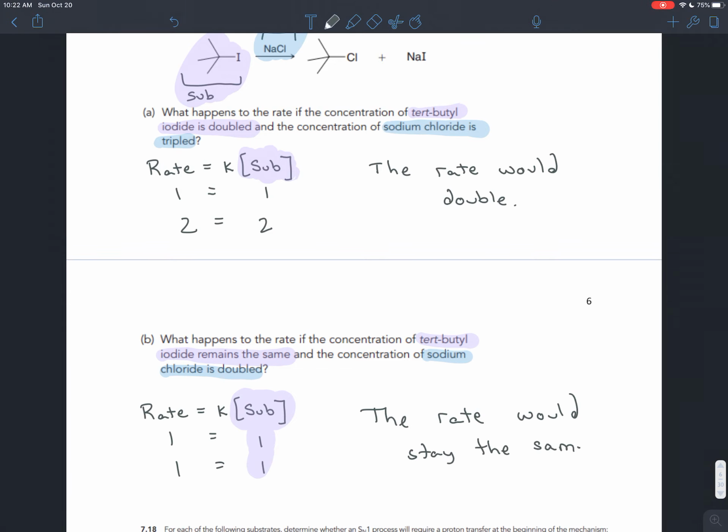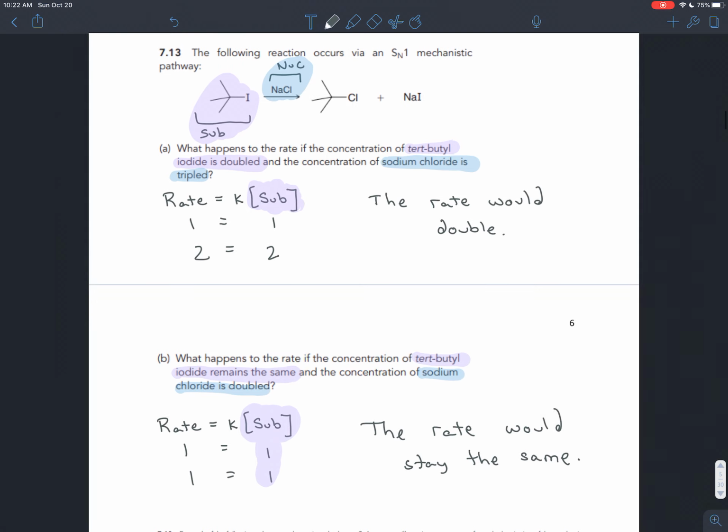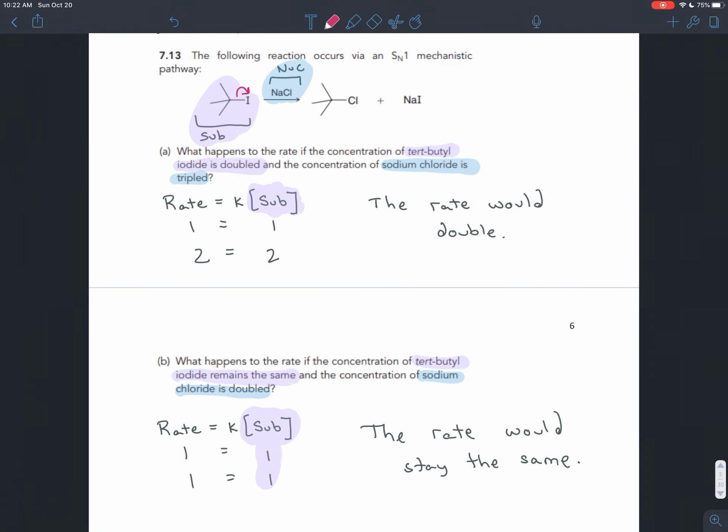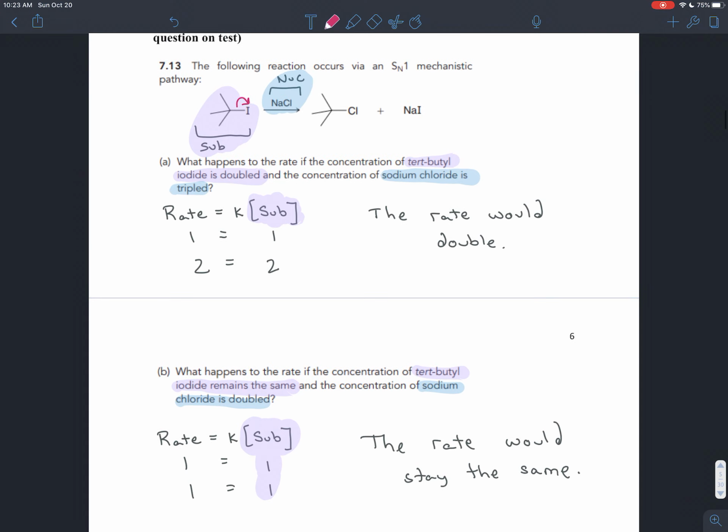It wouldn't change, because the rate for an SN1 reaction just depends on the loss of a leaving group. That's the rate limiting step, and that doesn't involve the nucleophile at all. It's only after the leaving group comes off in an SN1 reaction that the nucleophile plays a role. But that happens very fast. It's the loss of a leaving group that takes time. Only the substrate is involved in that, and so only the substrate is represented in the rate.